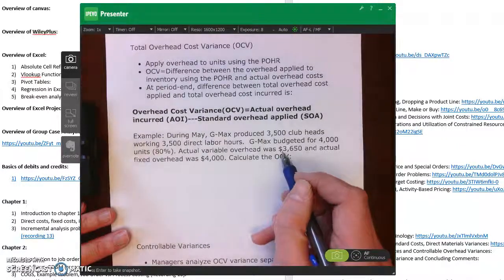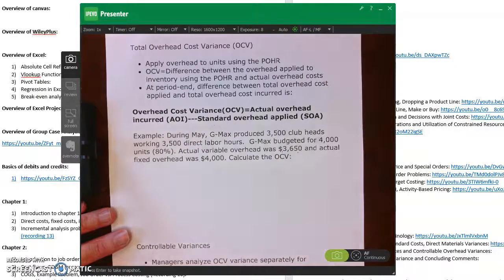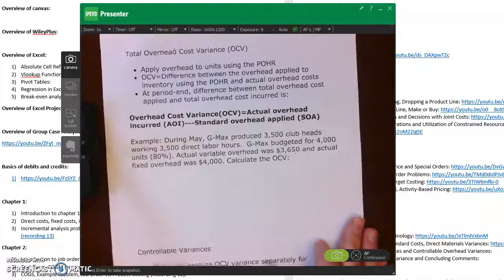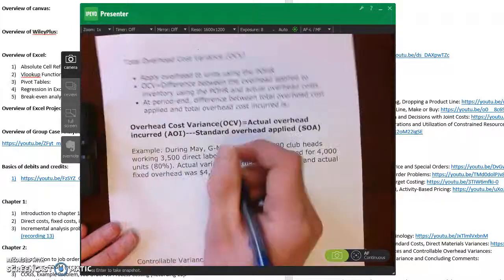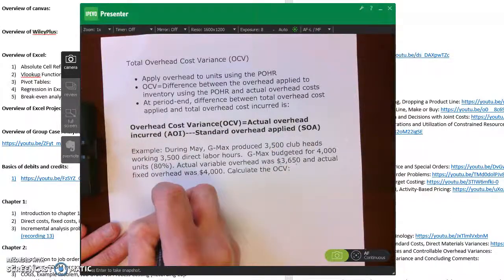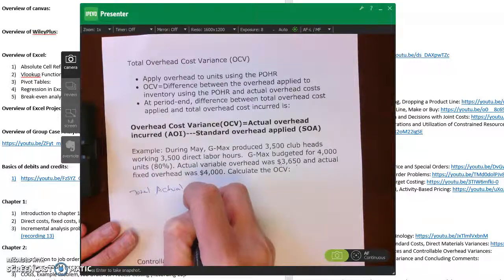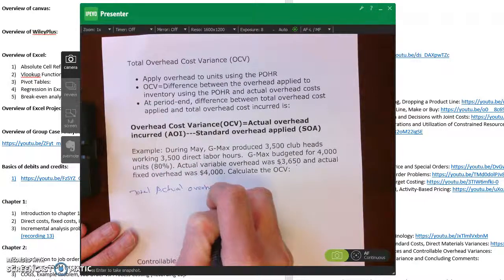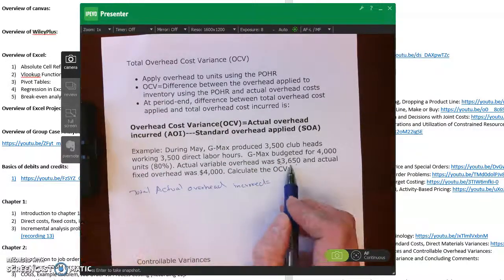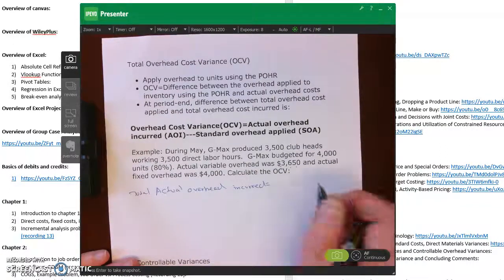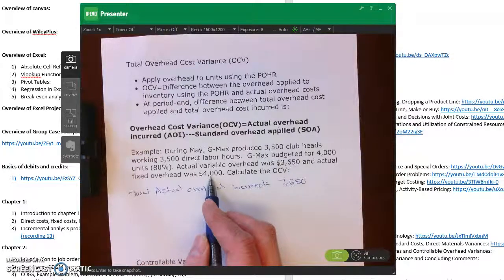Our actual variable overhead is $3,650, and actual fixed overhead was $4,000. So our total actual overhead incurred equals our actual variable plus our actual fixed, which is $3,650 plus the $4,000, or $7,650.